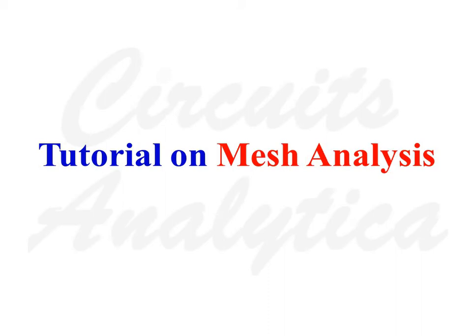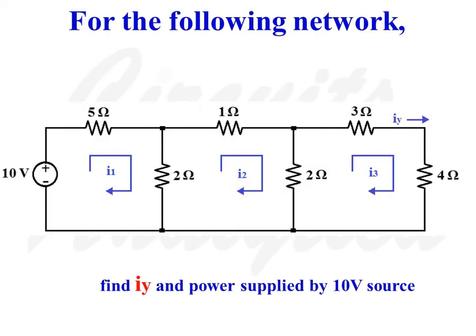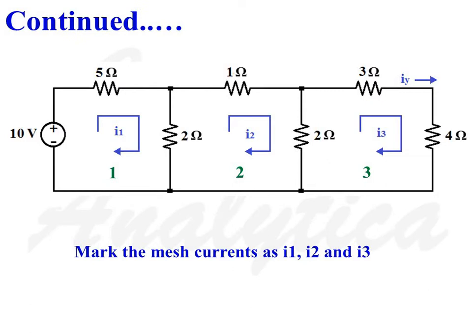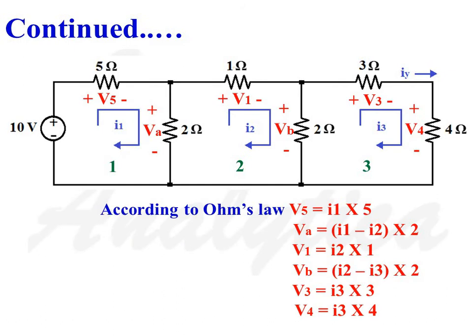In this video, we will discuss a tutorial on mesh analysis. For the following network, find Iy and power supplied by 10 volts source. Mark the loops as 1, 2 and 3. Mark the mesh currents as I1, I2 and I3. Mark voltage drops across various resistors.